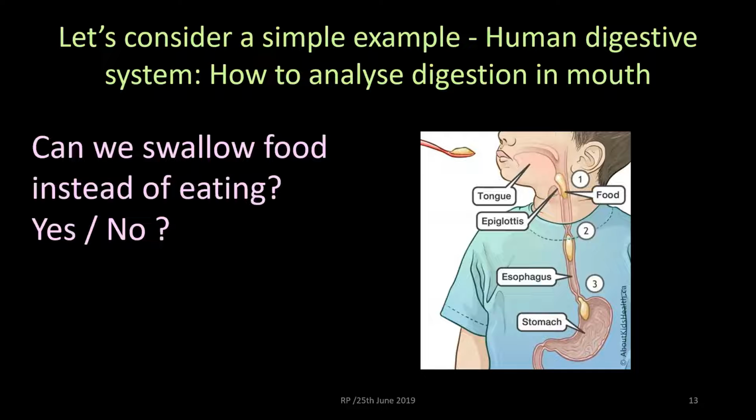Now I'm going to ask this question. Let's assume, this is a simple example, the human digestive system. So how to analyze digestion in the mouth? I'm not going to consider the whole digestive system, taking only the part of the mouth to explain how to analyze. That's all I need. Now I'm asking this question. Can we swallow food instead of eating? Yes or no? You need to have an answer.